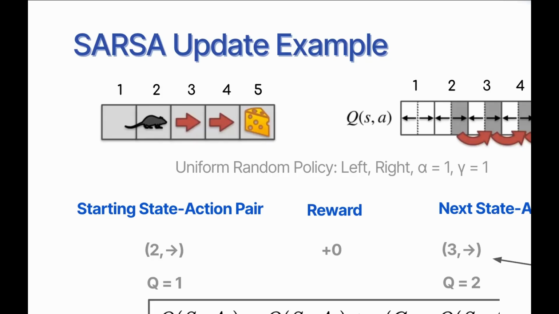You plug it in. The new estimate for the Q value of 2 comma right is equal to the current estimate plus alpha, which is 1, times the reward, which is 0, plus the value estimate of the next state action pair, 3 comma right. Recall gamma is also 1; normally there'd be a discount here. Minus Q of 2 comma right, which is 1. So this is the new estimate for the value. Does everyone understand the SARSA update?